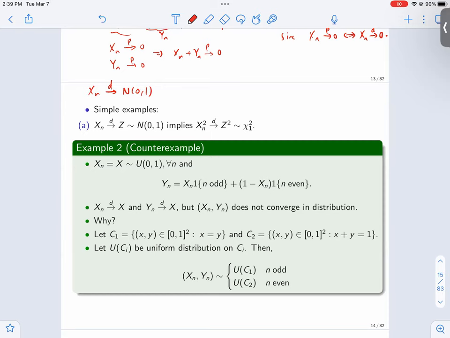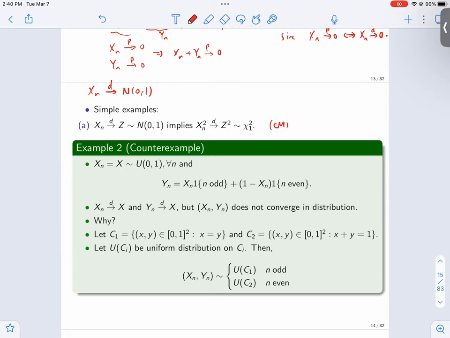So let's say xn converges in distribution to Z, normal 0, 1. Then xn squared converges in distribution to Z squared, and Z squared has a chi squared 1 distribution by definition. So why is that true? Yeah, the continuous mapping theorem. Great. A simple example, but you can see it can give non-trivial limits. Not all limits are normal; we can get other distributions, because nonlinear transformations move you outside the Gaussian.